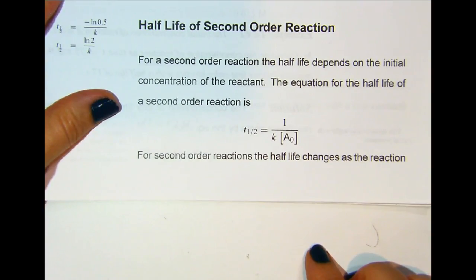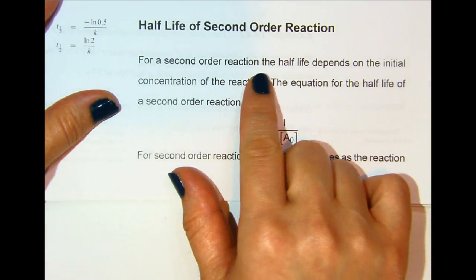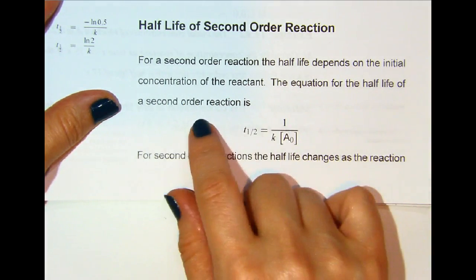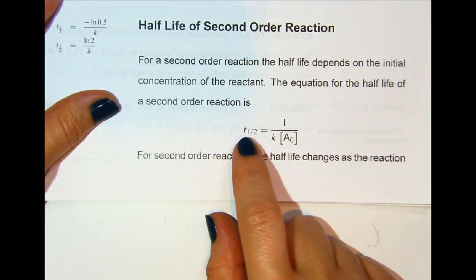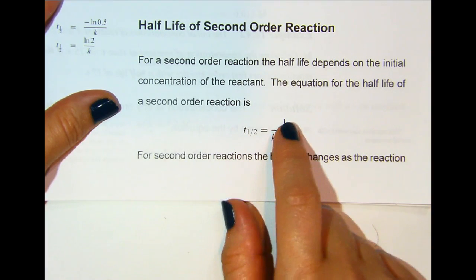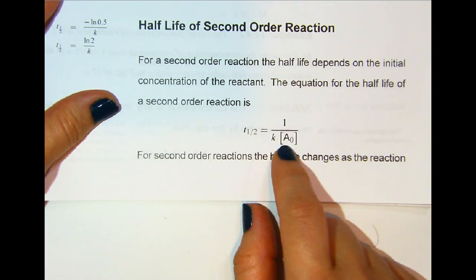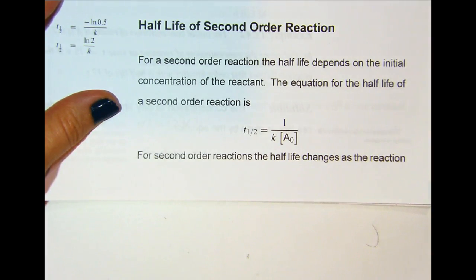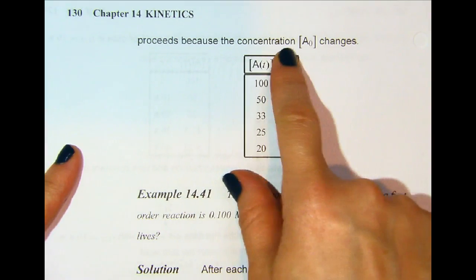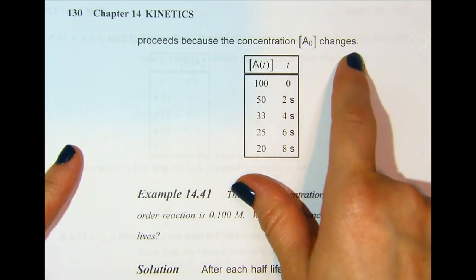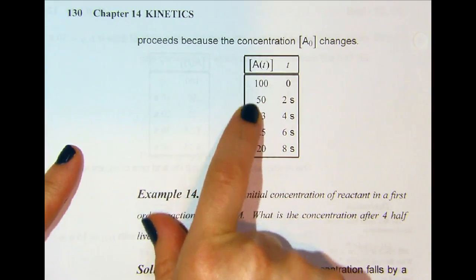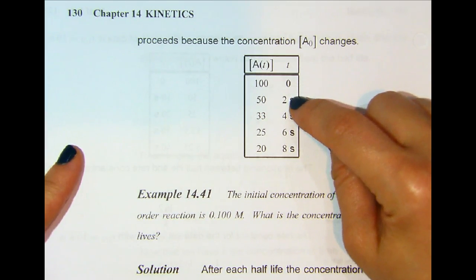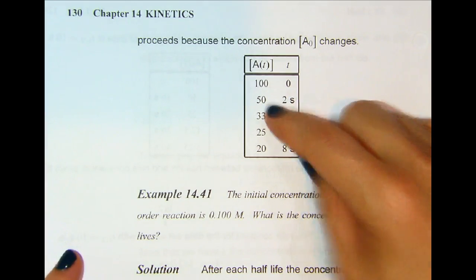Half-life of a second-order reaction. For a second-order reaction, the half-life depends on the initial concentration of the reactant. The equation for the half-life of a second-order reaction is as follows. The half-life time is equal to 1 over the rate constant times the initial concentration. For second-order reactions, the half-life changes as the reaction proceeds because the initial concentration changes. So here's the concentration as it changes as a function of time, and you can see that the half-life for this would be every 2 seconds the concentration would divide in half.